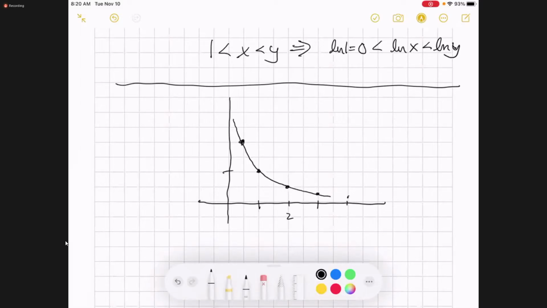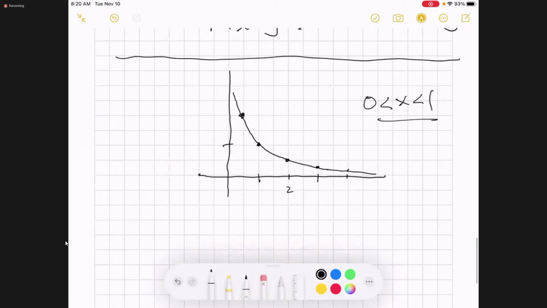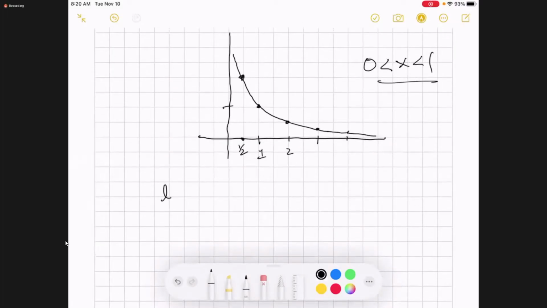looks like this. And I'm going to be talking about what happens when x is less than 1, but still positive? Well, let's look at x equal to a half first, okay? That's a number that's less than 1. ln of 1/2, by our definition, is the integral from 1 to a half of 1 over t dt.